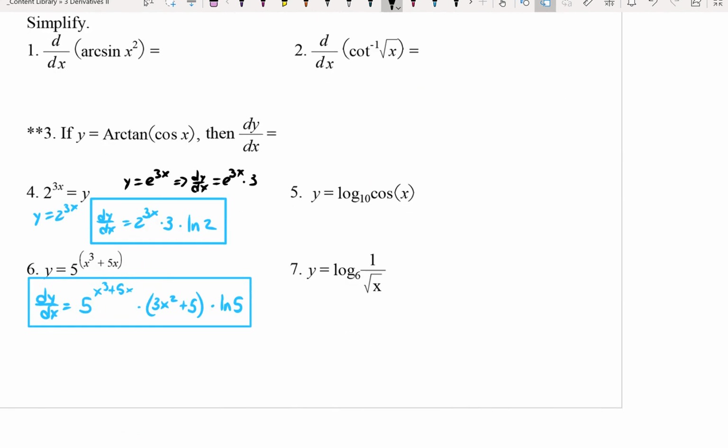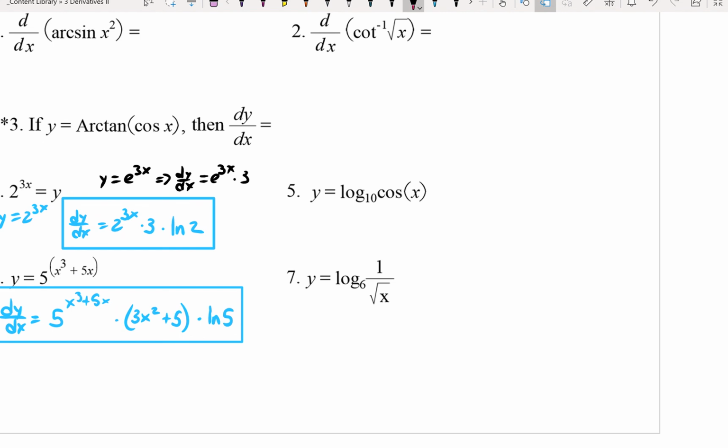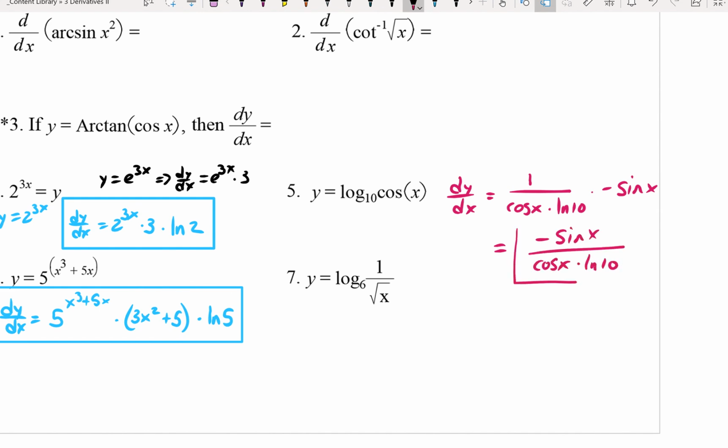All right, so let's take a look at a couple examples that involve that. Here, I've got log base 10. So dy dx is going to be equal to 1 over the inside, that's my u, times the ln of the base, that's my ulna, multiplied by the derivative of the inside, which is negative sine of x. So I could write this as negative sine x over cosine x times the natural log of 10. So that's my answer to that.